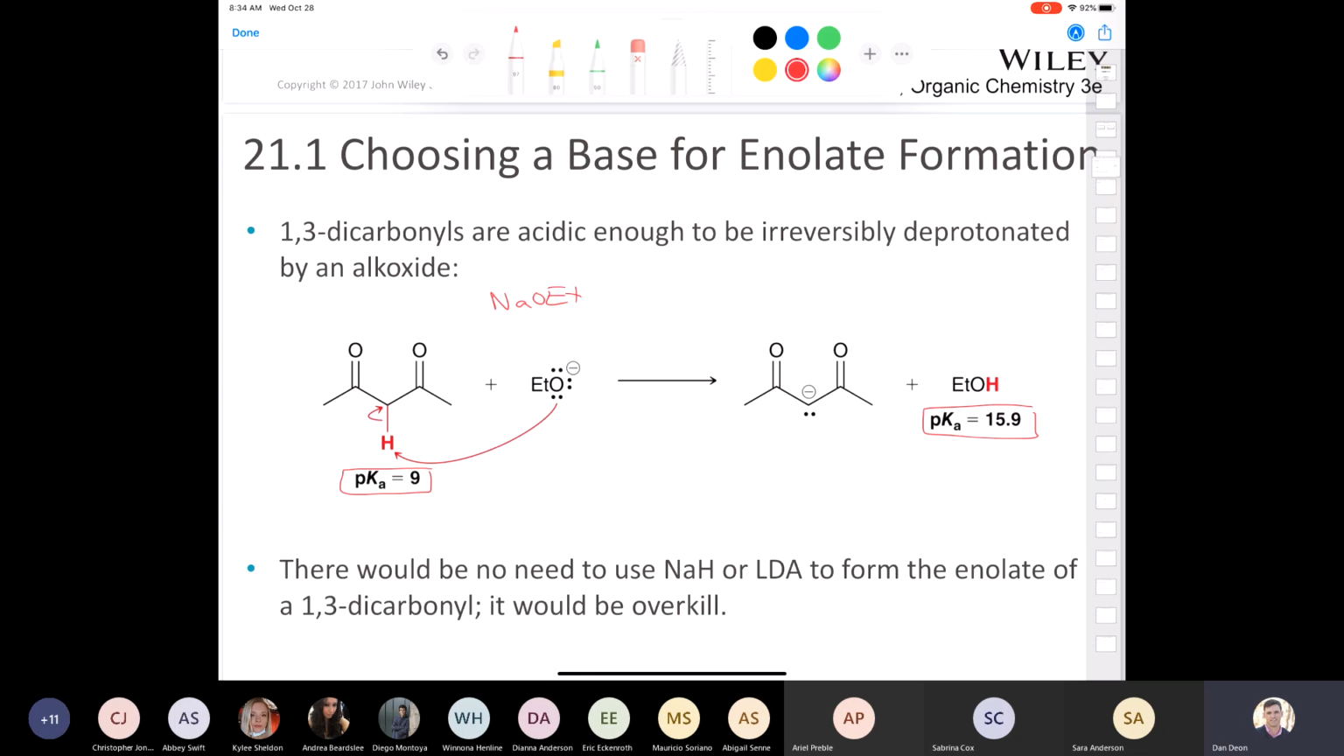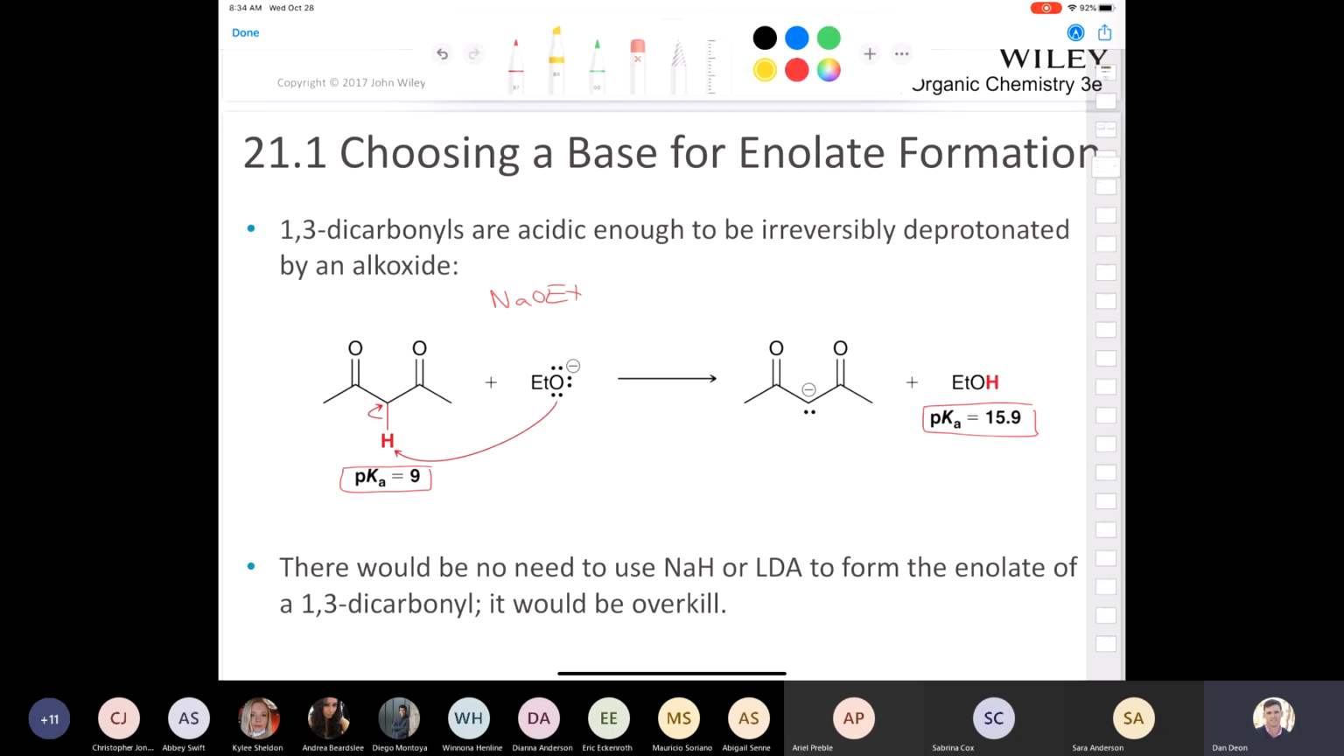So this is a scenario where the alkoxide would be sufficient. In fact, there's no need. It says right here, there's no need to use sodium hydride or LDA to form the enolate because it's overkill, right? Not necessary to pull out some kind of strong base like that.